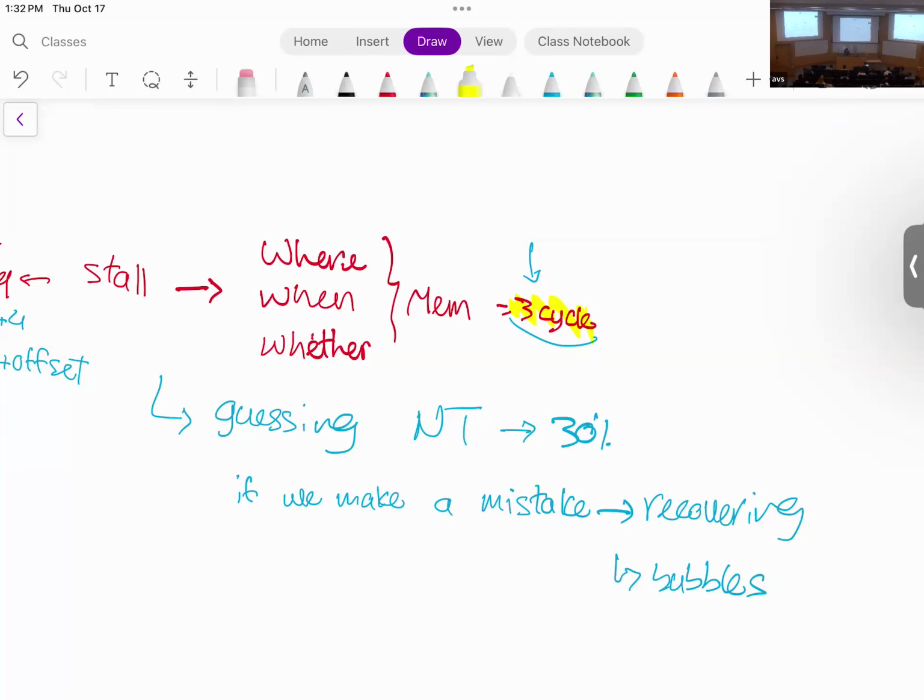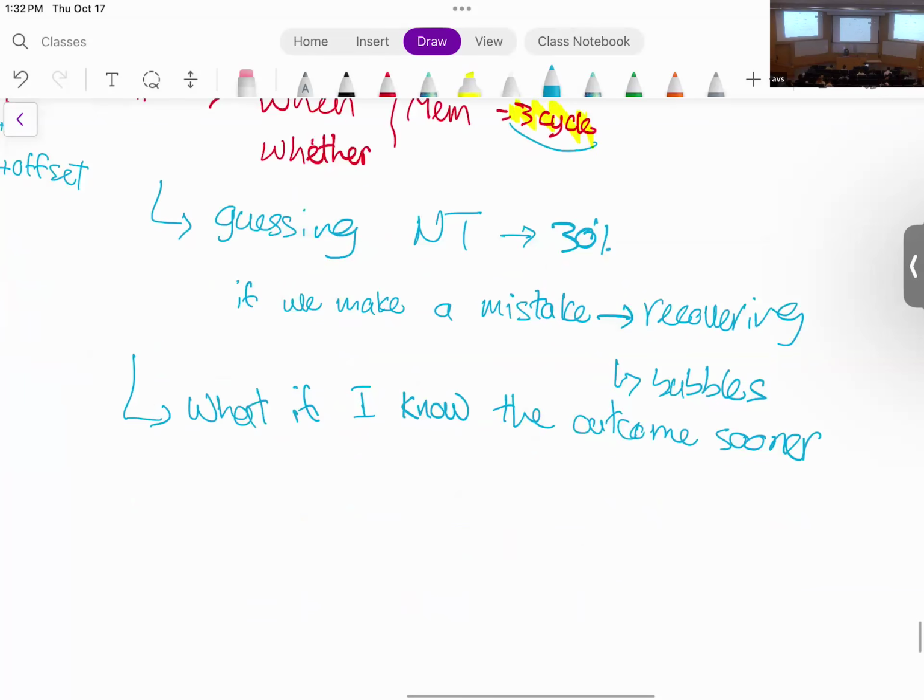So the last thing I tried was, what if I know the outcome sooner? Then we talked about how soon, and said that I want to be able to know the outcome at the decode stage. Later on, you're going to see that we actually can know the outcome at the fetch stage, but it requires lots of other changes that we're going to talk about later. So the fastest that we can know the outcome would be the decode stage.